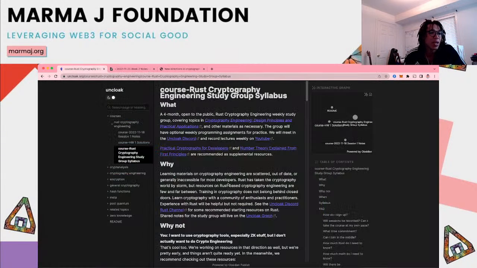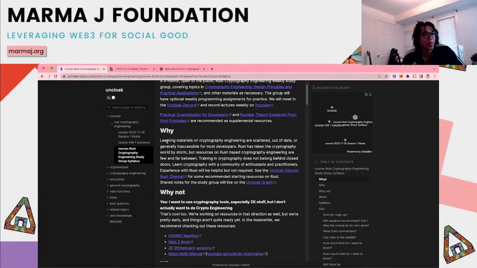So let's close that. Why are we doing this? It goes through practical cryptography for developers, good information here, a crypto book, and number theory explained from first principles. The number theory article is amazing. I would definitely suggest anyone go through that just to learn about number theory in general. There are other articles on that explained from first principles blog that are also exquisite.